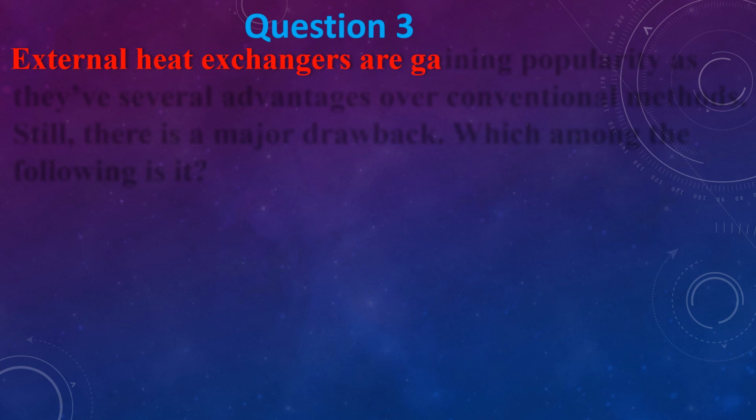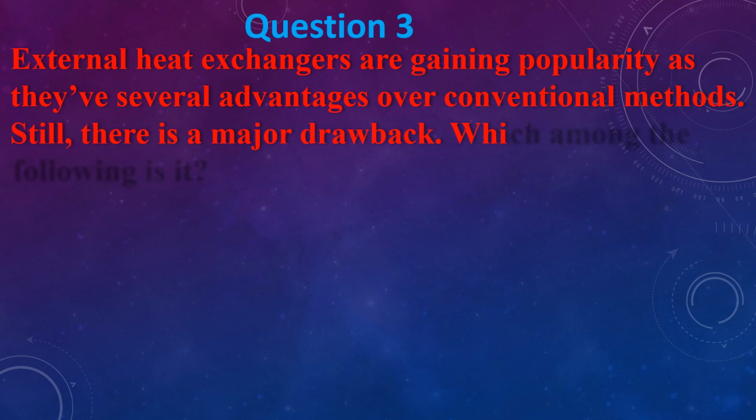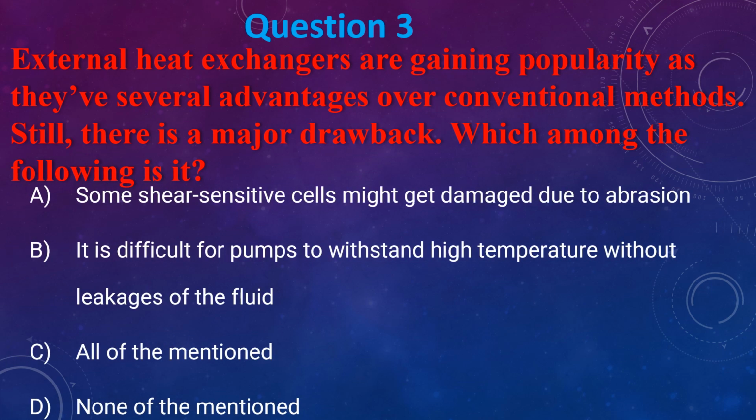External heat exchangers are gaining popularity as they have several advantages over conventional methods. Still, there is a major drawback. Which among the following is it? A. Some shear sensitive cells might get damaged due to abrasion. B. It is difficult to pump to withstand high temperature without leakage of fluid. C. All of the mentioned. D. None of the mentioned. The answer is C. All of the mentioned.